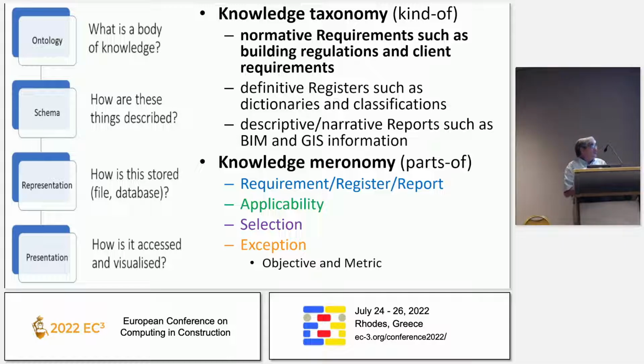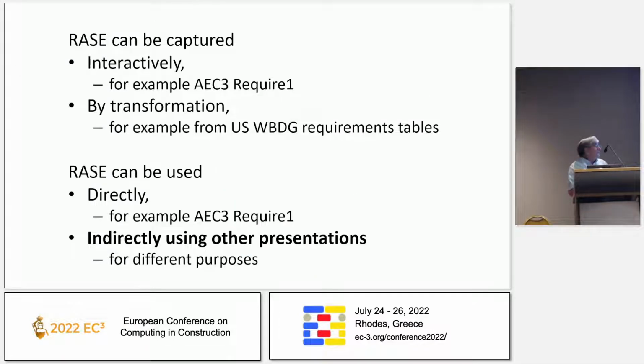And the other way of breaking knowledge down is to say that it's a hierarchy made up of objectives, but ultimately knowledge comes down to individual metrics that you can test in the real world. So RASE has been around since 2007, 2008. You can capture RASE knowledge interactively using a software like Require One, or you can transform existing knowledge, for example, tables of requirements, as in the US Whole Building Design Guide.